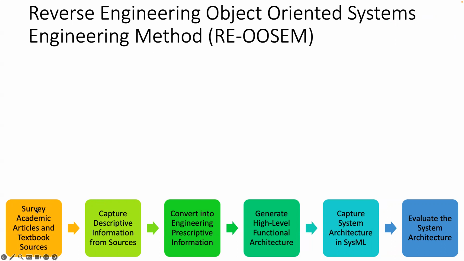First of all, getting the information from biological research, from academic articles and textbooks, cataloging the descriptive information that is given there, and then converting it to prescriptive information, or another term would be putting it into requirements language, as if you were going to architect or engineer this type of system. Then you can start to create a high-level functional architecture, and this is where you can start to go into more detail using system architecture tools like SysML, and finally do an evaluation of the architecture. So that's just a reminder of what the process is.